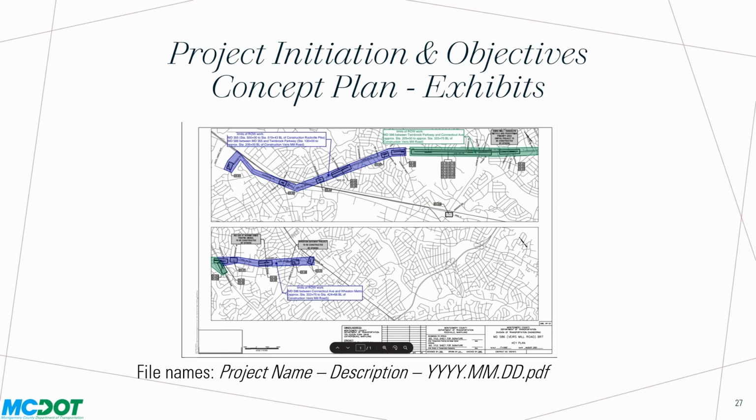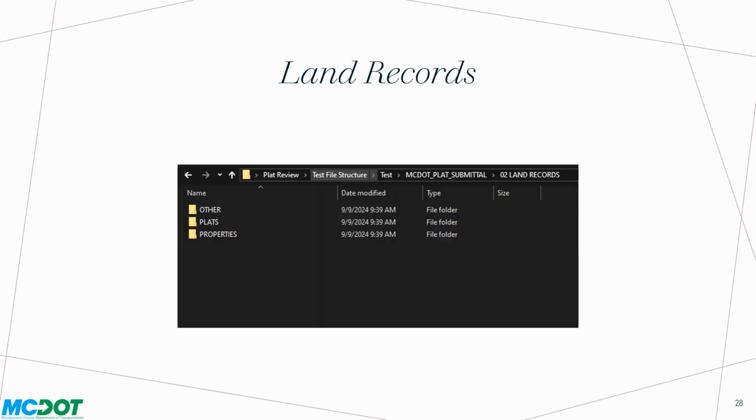A typical example of an overview map of plat layouts where two different consultants are submitting plats along a long corridor project. The Land Records folder has three subject folders: Other, plats, and properties. Other folder contains documents such as unrecorded plats.